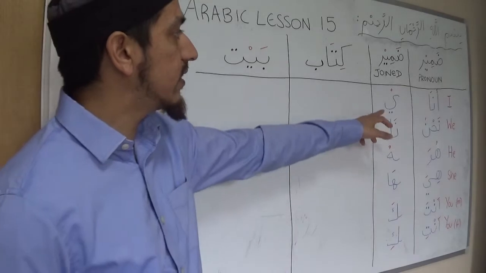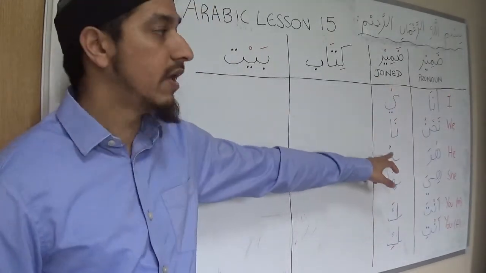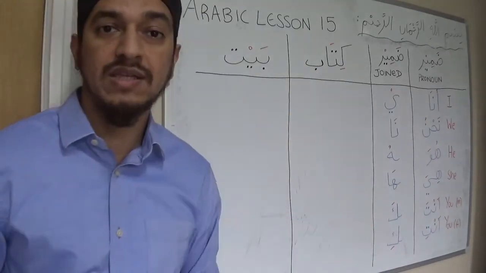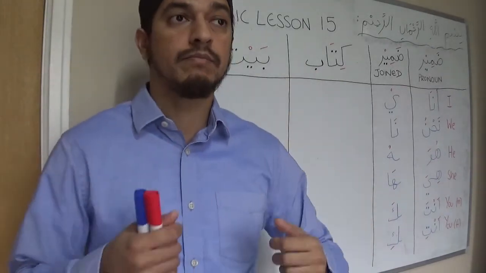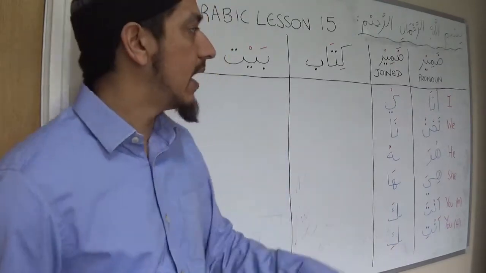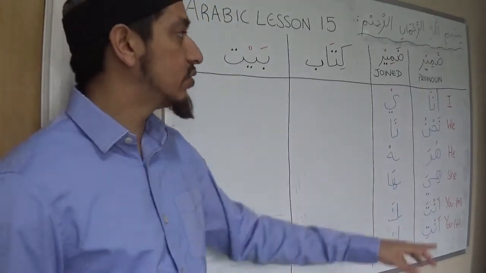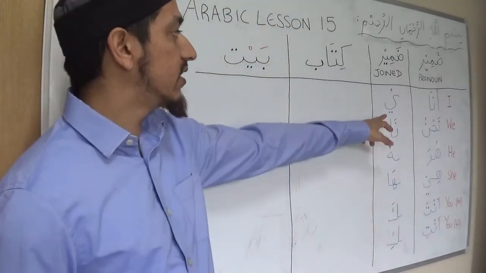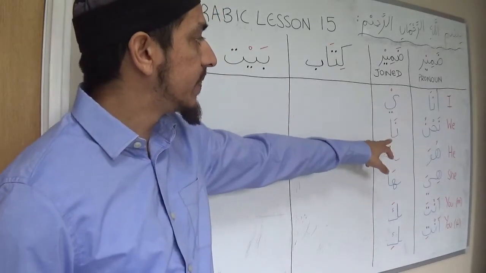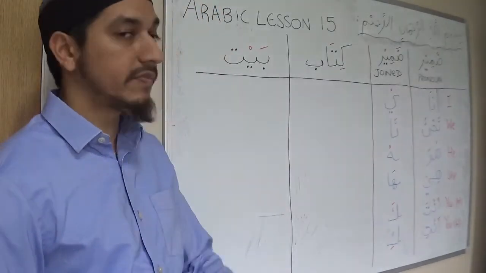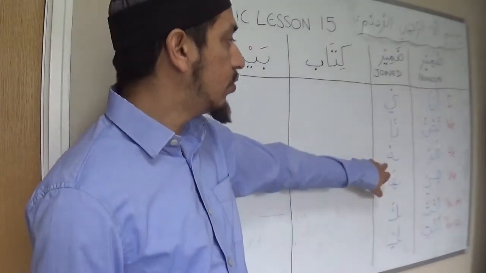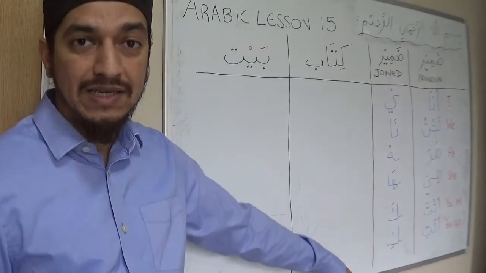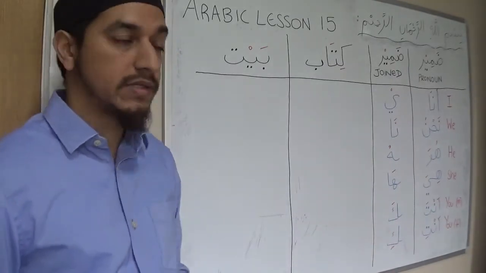So when this dhamir is joined, I'm going to use two examples, kitab and bait. If I say kitab, I'm not going to say kitabu ana, the book of I. I will say kitabi. So we do not use these in the unjoined fashion. We use them in a joined fashion, which converts into a ya for ana, na for nahnu, that's the plural for us, we, hu for hua, ha for hiya, and ka and ki for anta and anti respectively.